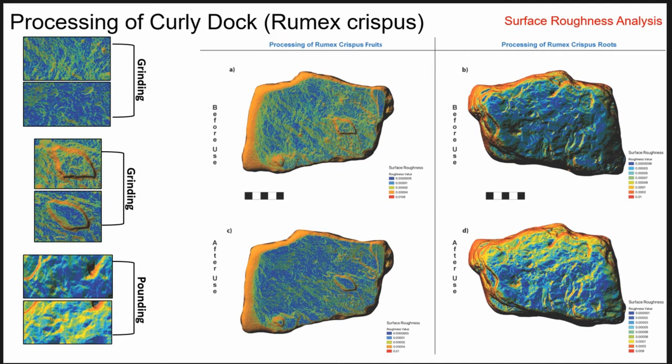And on the other side, we see the area used for pounding, how it was more or less homogeneous in its natural state, and its level of roughness increased after it was used to pound Rumex crispus roots.